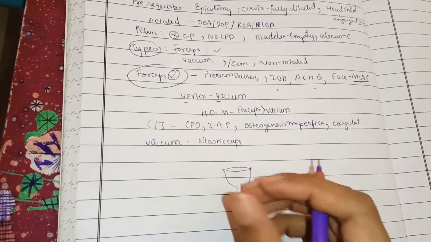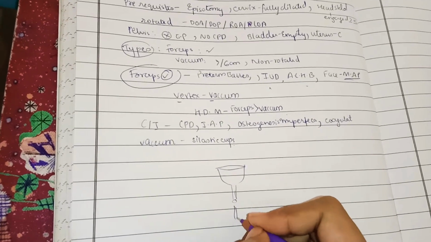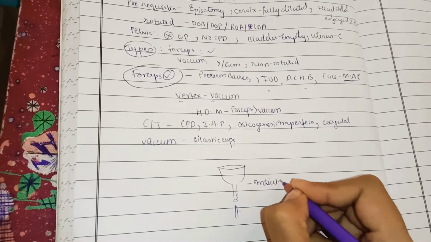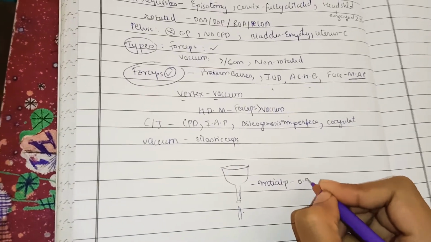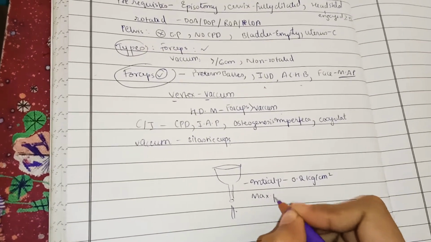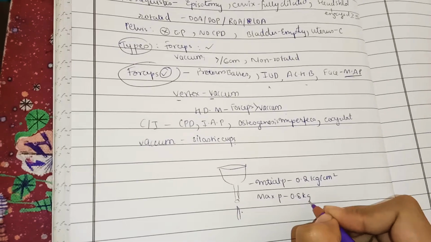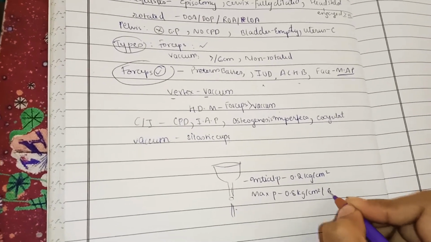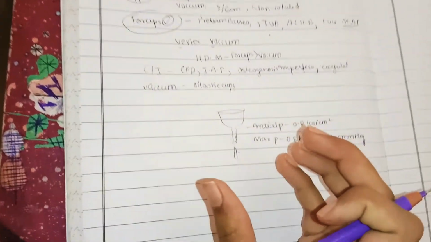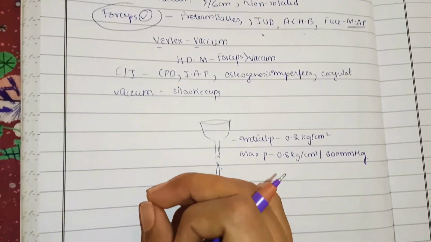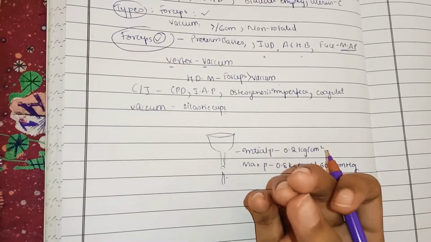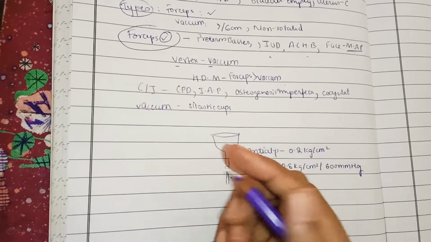And Silastic cups are attached to the suction machine here. The initial pressure which is generated in the suction machine is 0.2 kilograms per centimeter square, and the maximum pressure which is generated is 0.8 kilograms per centimeter square, or you can say 600 millimeters of mercury. So this is how we apply the pressure in Silastic cups. The criterion is that the pressure can be generated in 2 minutes. So vacuum can be useful especially in fetal distress.